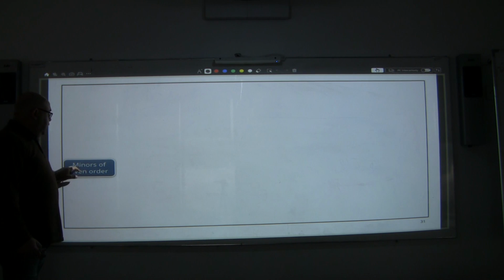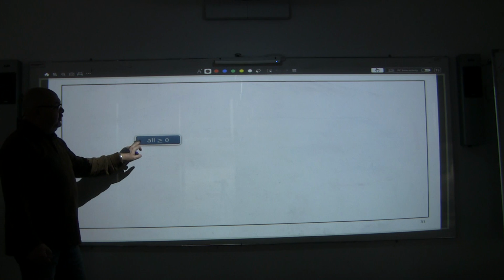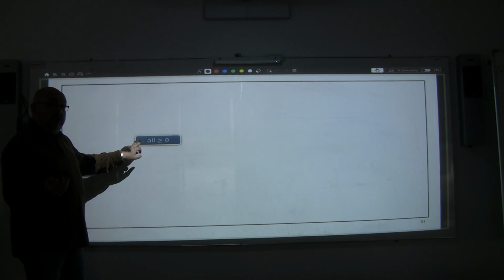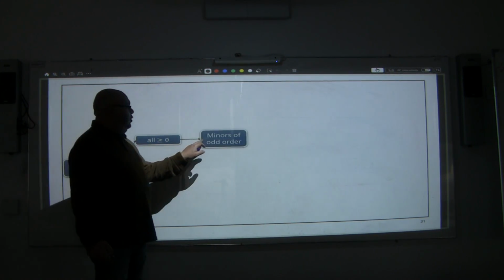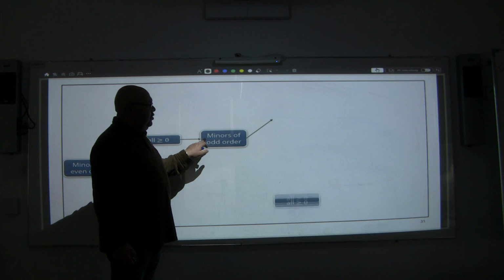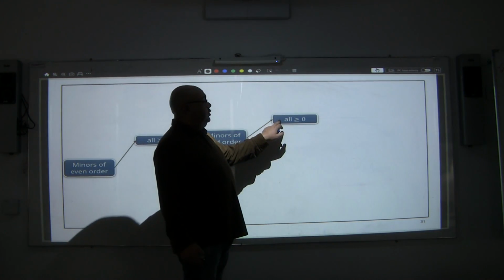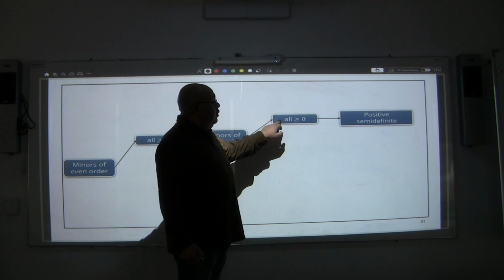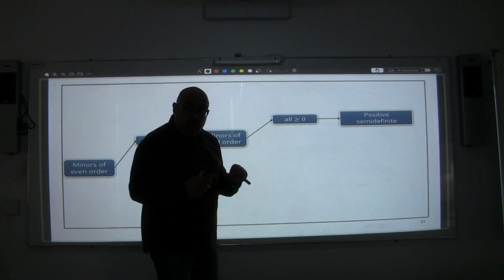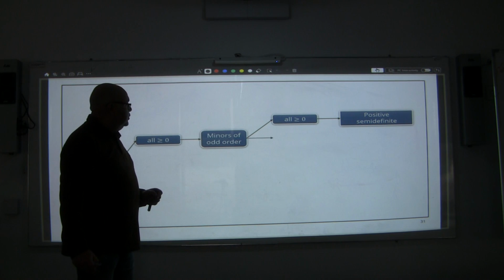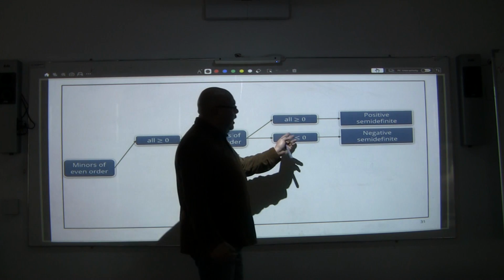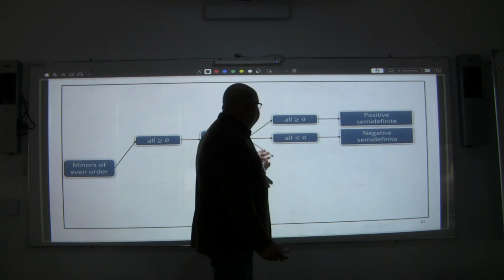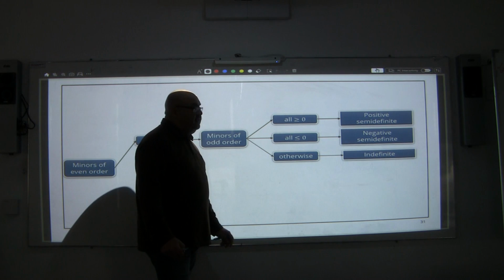So all I have to do is to get all the minors of even order. If all the minors of even order are greater than or equal to zero, I will continue. I will look at the odd minors. Getting the odd minors, I will be in between three cases. If all of them are greater than or equal to zero, then I will have positive semi-definite. This is for all the principal minors. If the odd minors are less than or equal to zero, then I will have negative semi-definite. Otherwise, I will have indefinite.